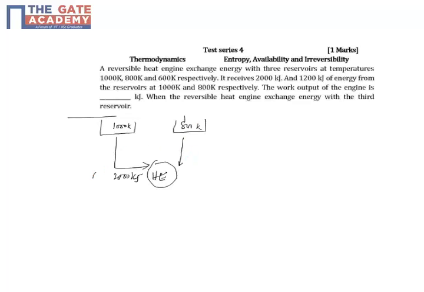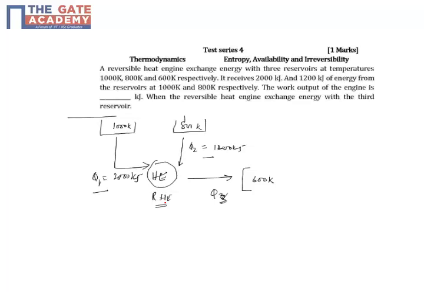So let's take this 2000 as Q1. It takes Q2 from 800 Kelvin, which is 1200 kilojoules, and then it rejects heat to a reservoir which is at a lower temperature. Basically, it's a sink, which is at 600 Kelvin. So Q3. It takes heat Q1 and Q2 from two reservoirs and gives out Q3. Remember that it's a reversible heat engine, and this fact will be used later.